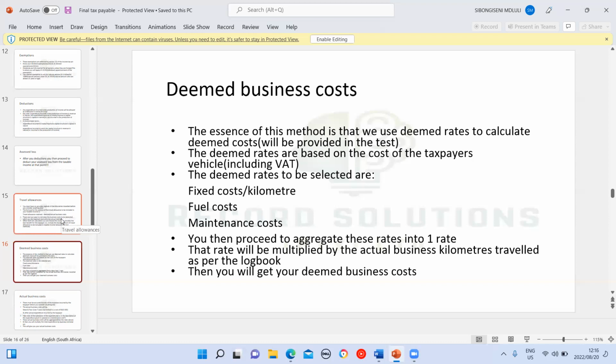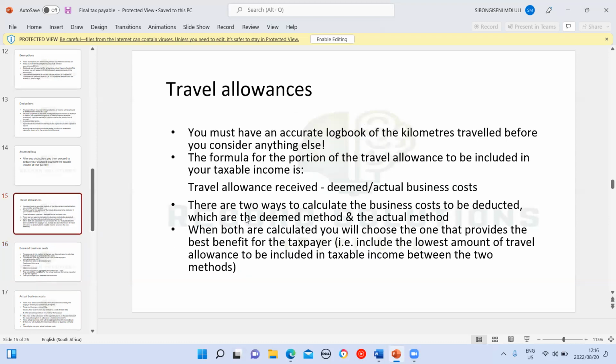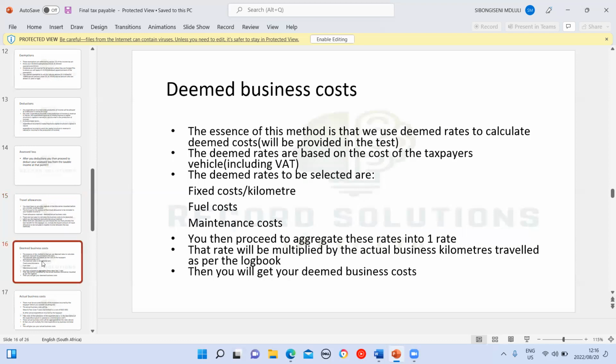After you have gotten your deemed business costs, you'll apply it to the formula above: travel allowance received minus the deemed or actual business cost. The only issue for travel allowances is between the deemed and actual business cost. Once you know how to calculate that very well, you'll be fine, as I'm showing you now with this clear description.